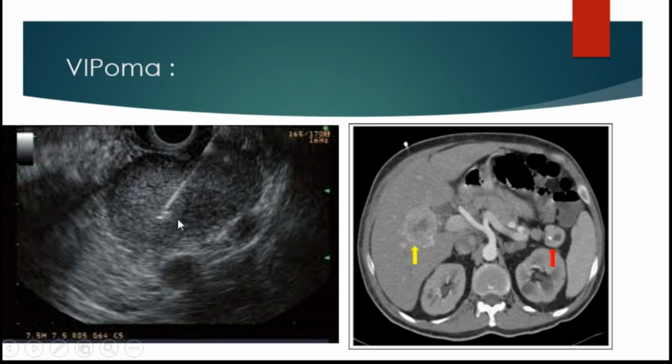So what do you think this ultrasound is from? From the abdomen, or from the endoscopic? It's endoscopic ultrasound. It's the same thing as transvaginal ultrasound.